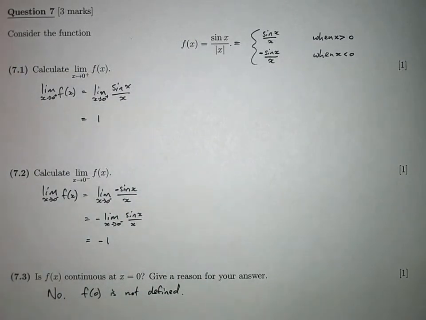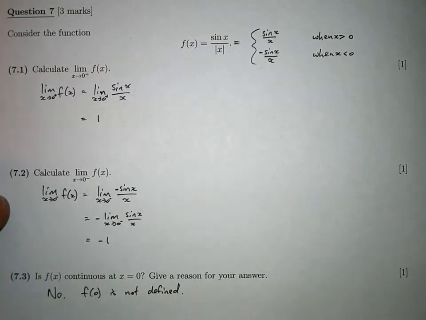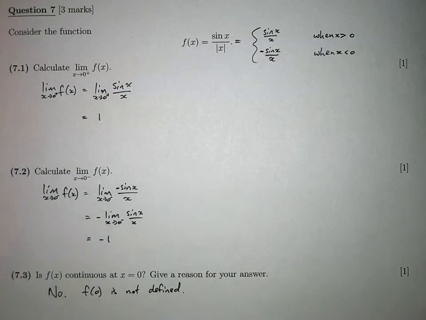But of course, this fails on so many reasons for continuity. The easiest, of course, though, is simply to say that f of 0 is not defined, and therefore it can't possibly be continuous at that point.